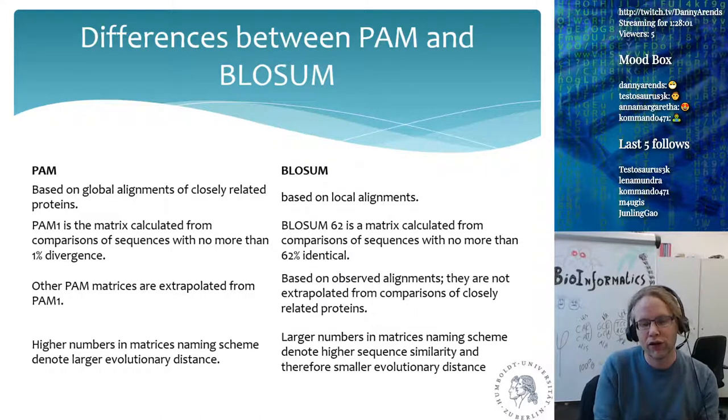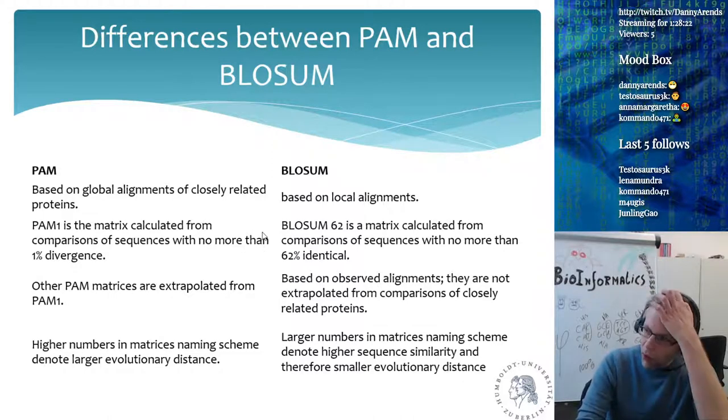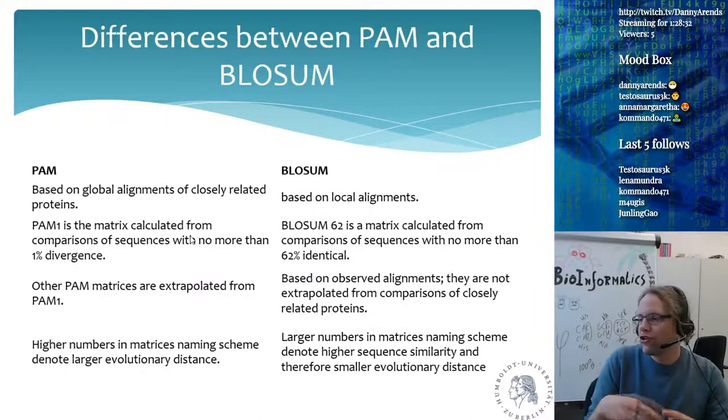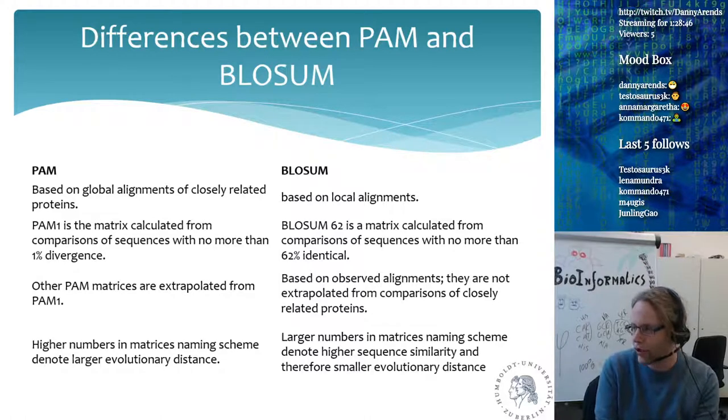And then for BLOSUM, the larger numbers in the naming scheme denote higher sequence similarity and therefore smaller evolutionary distance. Right? So if you are comparing two cow species, you would use a BLOSUM99, and you would use a PAM1. That's the way that they work. But they are very similar in what they do. Why BLOSUM is the default, I don't know, because PAM matrices work just as well. But it's just because it's not a solved issue, right? What is similar and what is different is not something that is easily answered, especially on the protein level, where amino acids can be very similar chemically speaking, or they can be very similar in how they are encoded in the DNA, and you have just two different ways of looking at similarity.